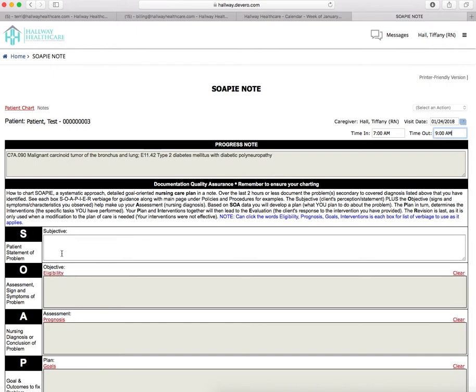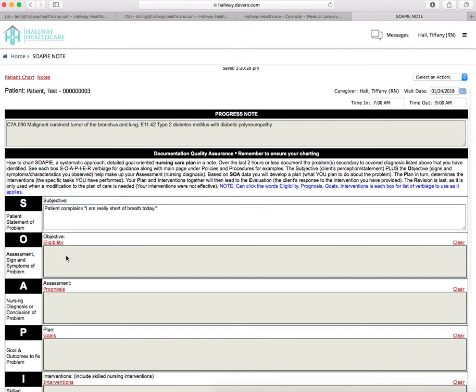My subjective data, my patient has lung cancer, and over this 2-hour period, he was complaining of being short of breath. So I'm going to say, patient complains, "I am really short of breath today."